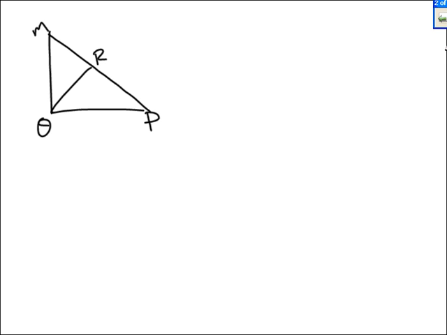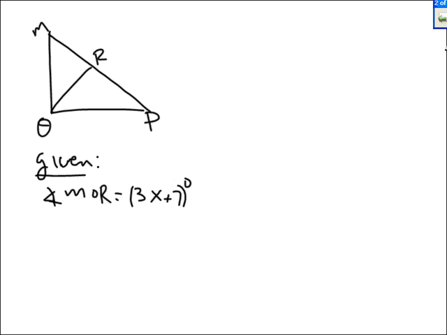Okay. Next problem comes, say, with this picture. M, O, P, and point R. And you are told that you are given the following information. You are given that angle MOR is equal to 3x plus 7 degrees. And you're also told that ROP is equal to 4x minus 1 degree.